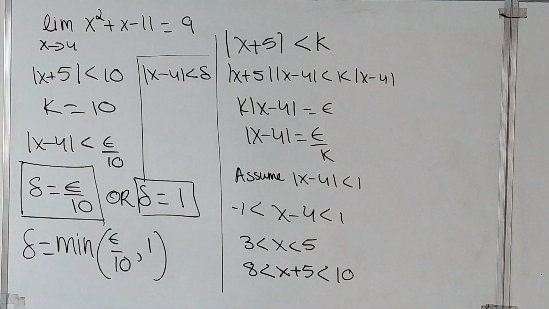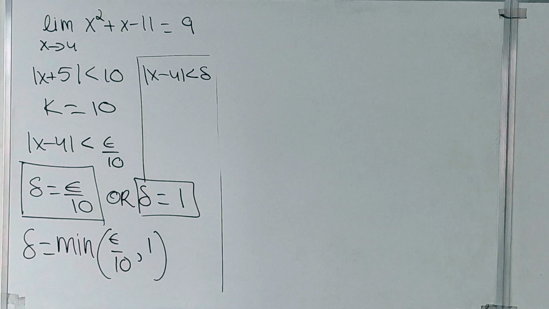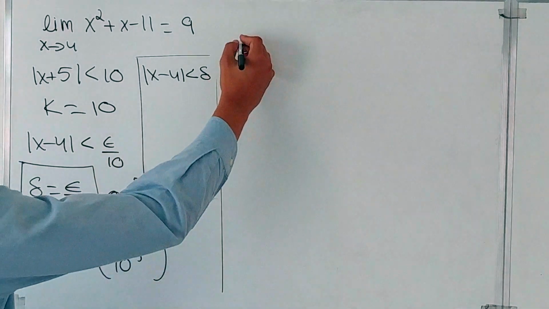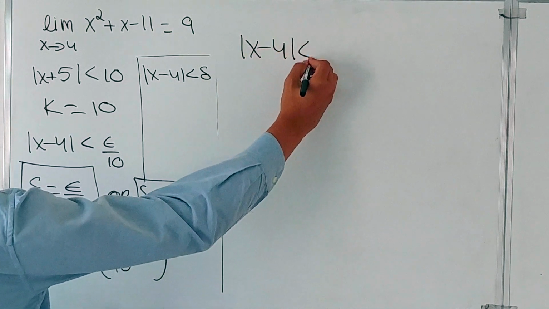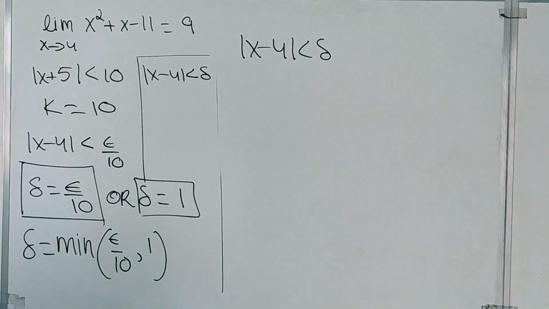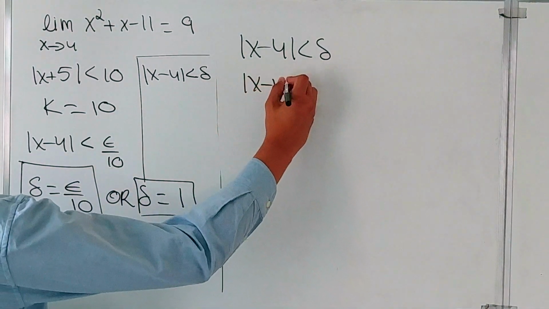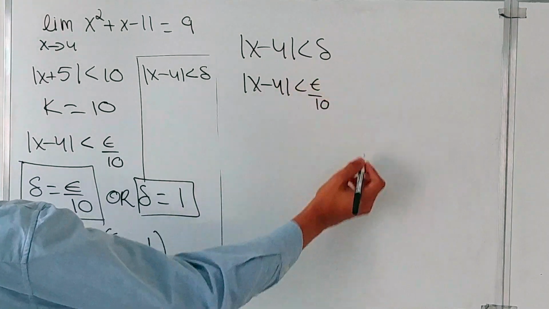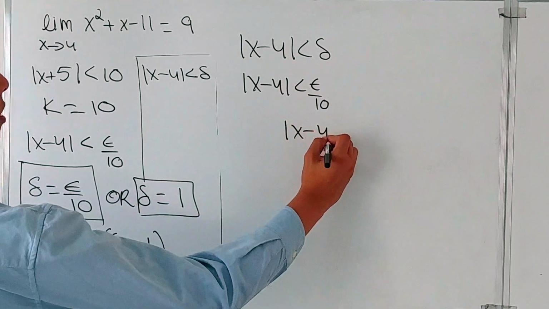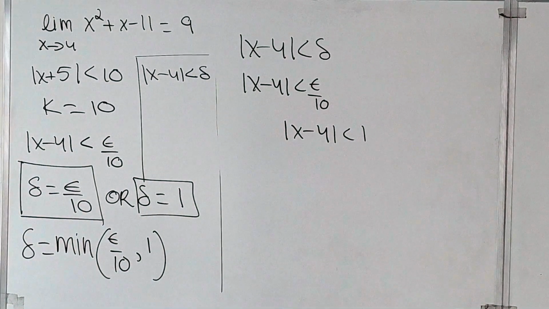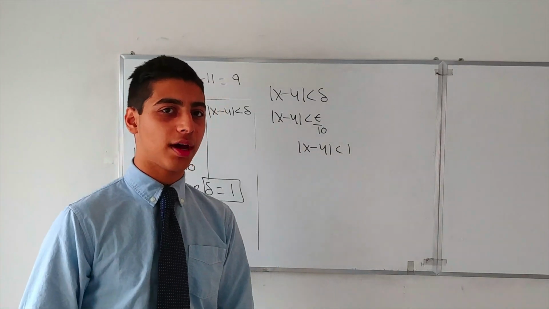Okay, so finally, let's prove it. As always, we take this value over there: we have the absolute value of x minus 4 must be less than delta. We have delta equals epsilon over 10, or it equals 1. So the absolute value of x minus 4 must be less than epsilon over 10, or must be less than 1, both of which were proved in the function side of the inequality. I really do hope that made sense.